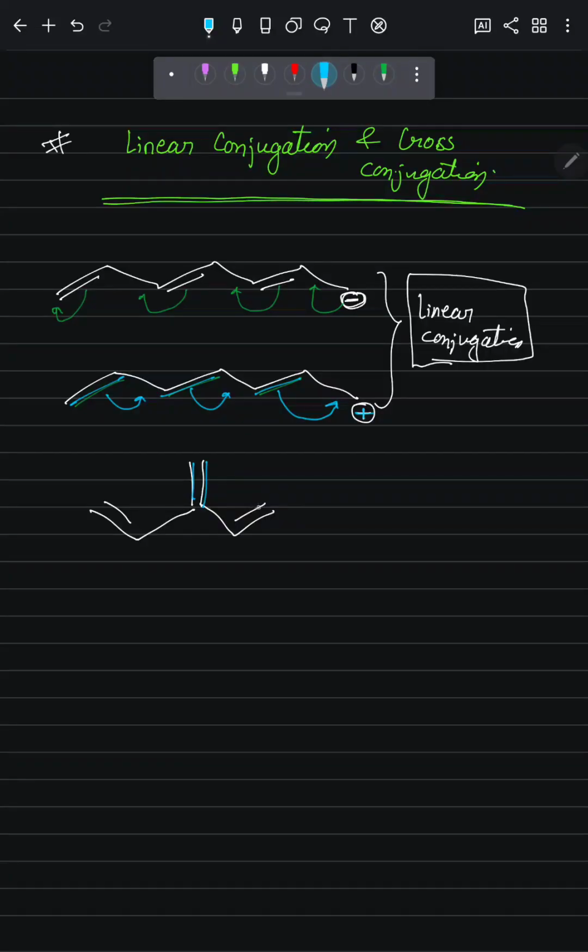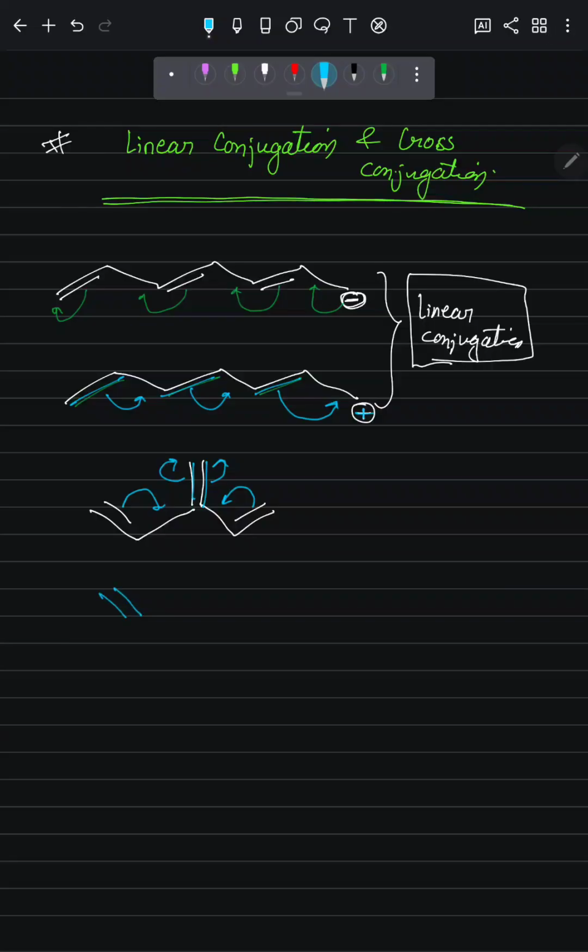That means the electron density comes all the way here and here, and it can also come from here and here. So two-way conjugation is possible here, both-side conjugation. So this is called cross conjugation.